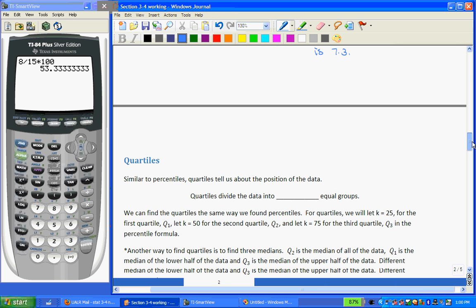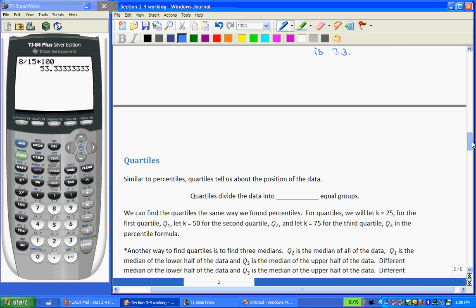Just wanted to mention, though, that's not the only way to find quartiles. Another way is just to find 3 medians. Q2, 50%, is the median of all the data. It's just the middle. And then Q1 would be the median of the lower half of the data, and Q3 would be the median of the upper half of the data.